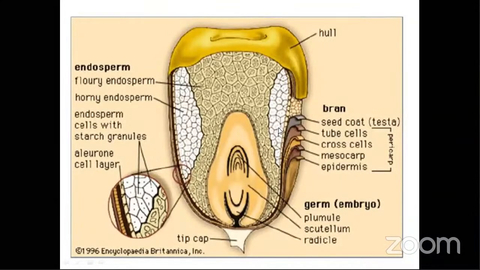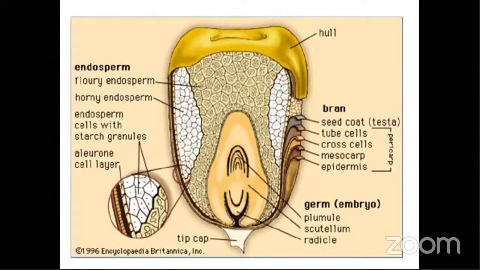This is known as horny endosperm. Horny endosperm means hard endosperm. Horns, you must have seen on the animal head. So they are quite hard. So I remember by correlating it with that. So this horny endosperm is quite hard. And the middle portion is the floury endosperm. It is soft. So this endosperm is of two types, floury and horny.